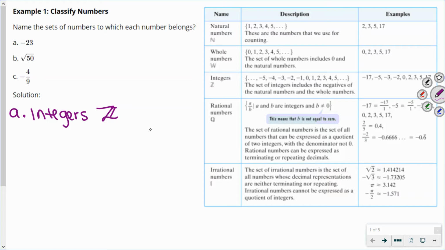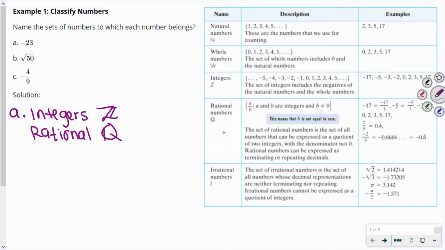Now, remember that numbers may be classified into more than one, so let's keep going. Let's look down the list. Rational numbers. The set of rational numbers is the set of all numbers that can be expressed as a quotient of two integers. So two numbers being divided can equal 23 for sure. And we could also write negative 23 the same way negative 17 is written. Negative 17 can be written as negative 17 over 1, which makes it rational. So also, the number negative 23 is rational. The symbol for rational is this like bolded Q.